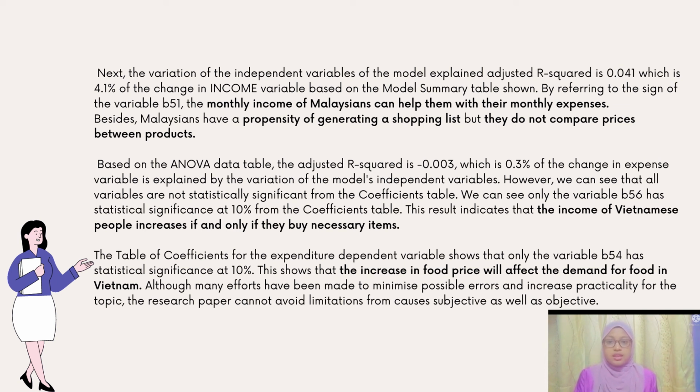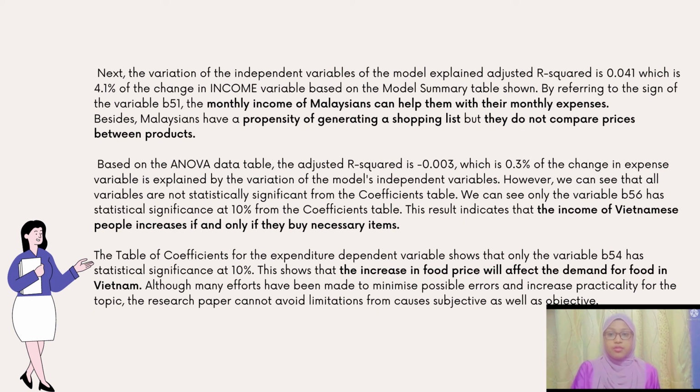This result indicates that the income of Vietnamese people increases if and only if they buy necessary items. The table of the coefficients for the expenditure-dependent variable shows that only the variable B54 has statistical significance at 10%. This shows that the increase in food price will affect the demand for food in Vietnam.